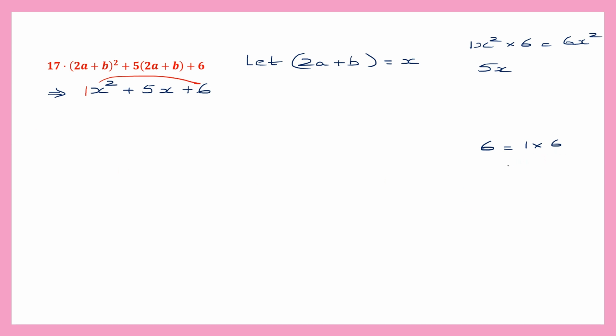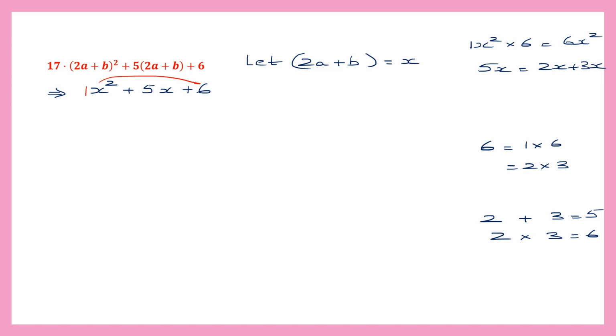What are the other factors of 6? 2 threes are 6. So now let's take 2 and 3. Now if I take 2 plus 3, what do I get? I get 5. If I say 2 into 3, what do I get? 6. So can you see, when I add up these two numbers, I get 5. When I multiply these two, I get 6. So I can split 5x into 2x plus 3x. So this is 2x plus 3x.